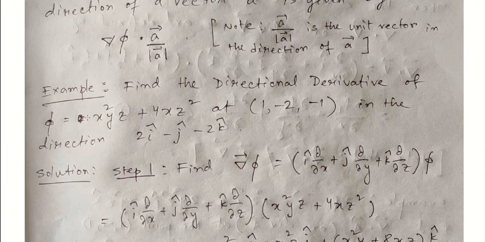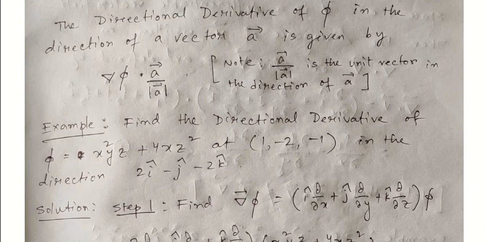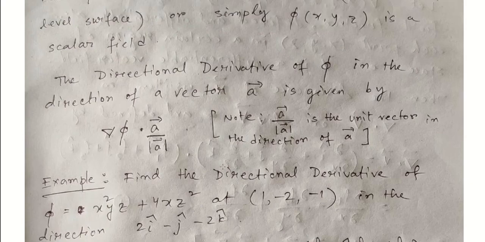Find the directional derivative of phi equal to this at (1, -2, 1) in the direction of 2i - j - 2k. So a direction is given and the direction is a vector, and we need to find the directional derivative of phi. A scalar field is given, a point is given, and a direction is given in the question, and you just need to apply this formula.